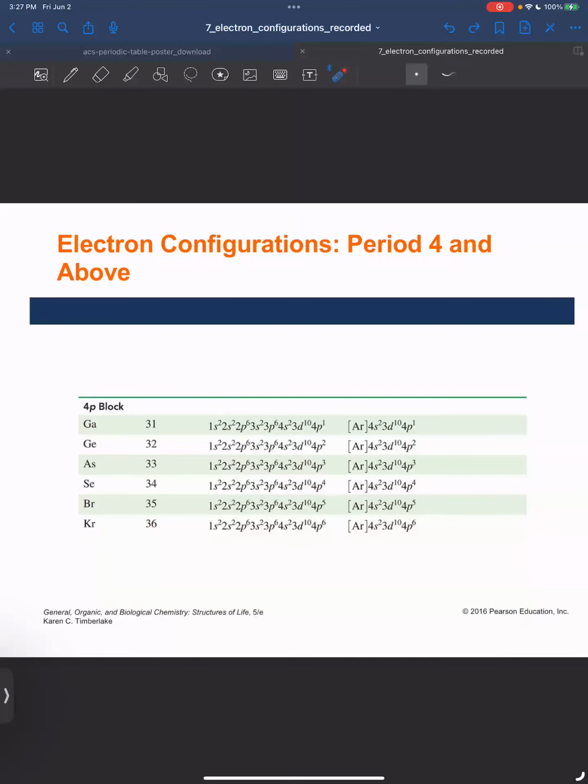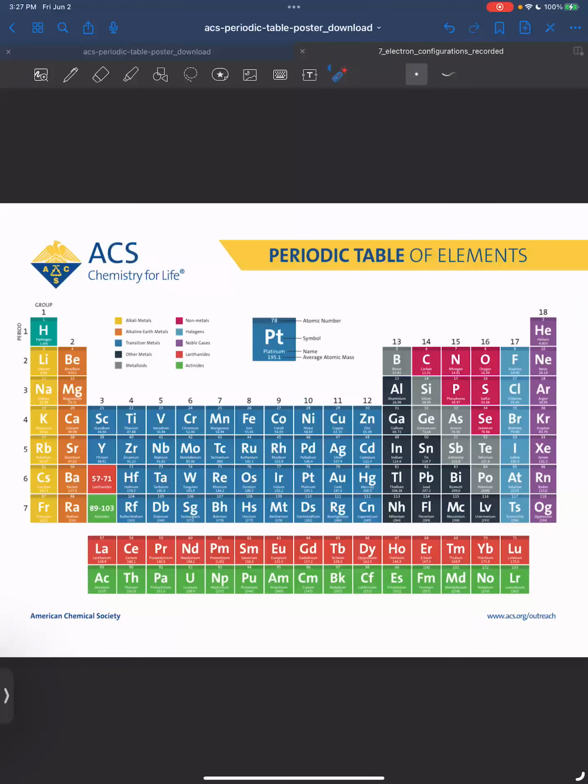And so gallium has 1s2, 2s2, 2p6, 3s2, 3p6, 4s2, 3d10, 4p1. So let's walk through that using the periodic table slowly. 1s2, 2s2, 2p6, 3s2, 3p6, 4s2, 3d10, 4p1.